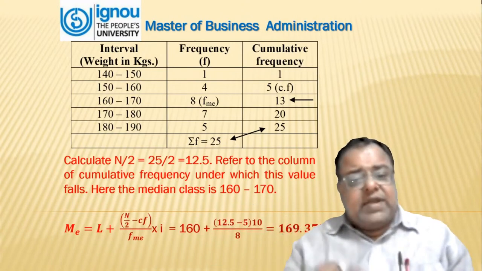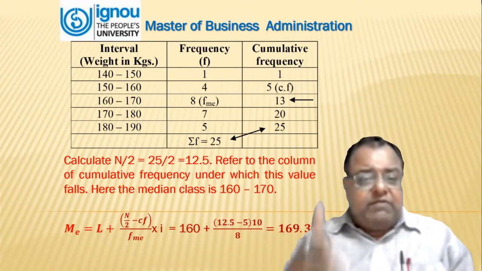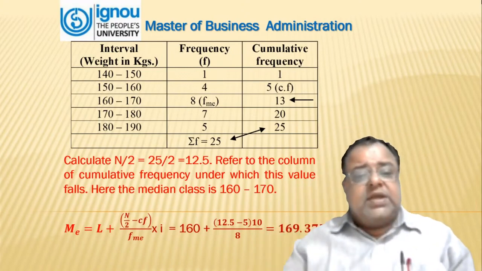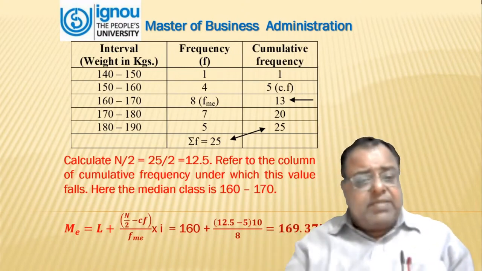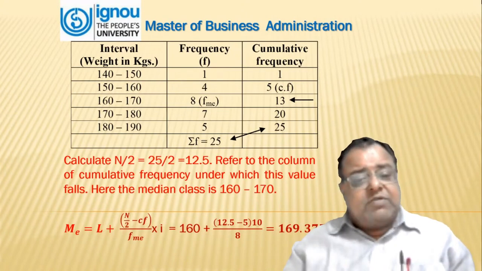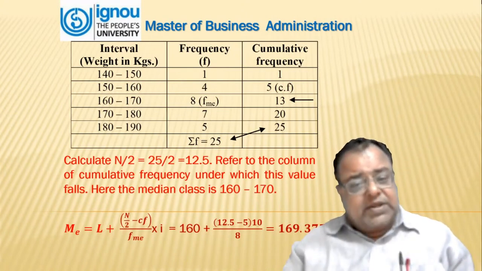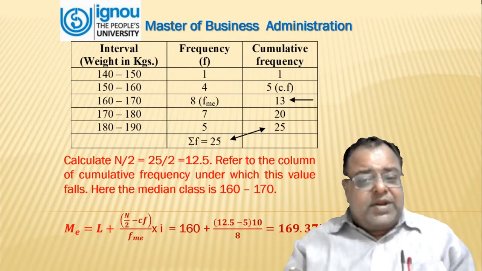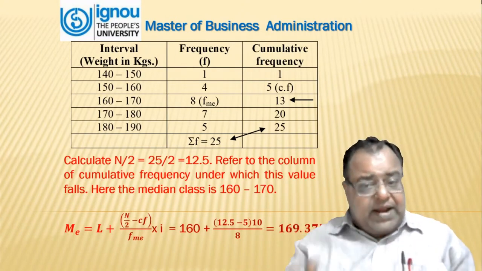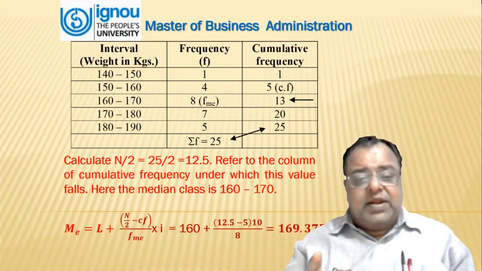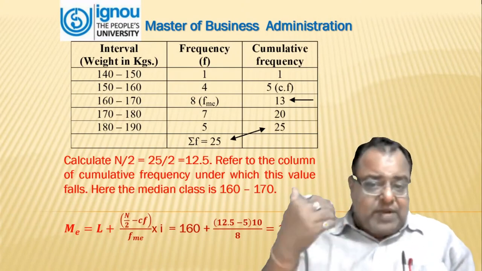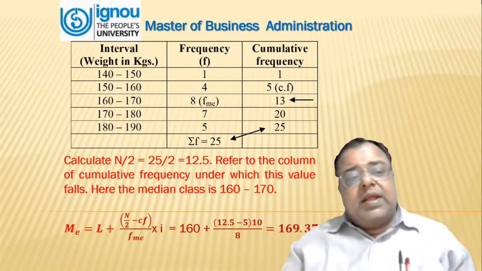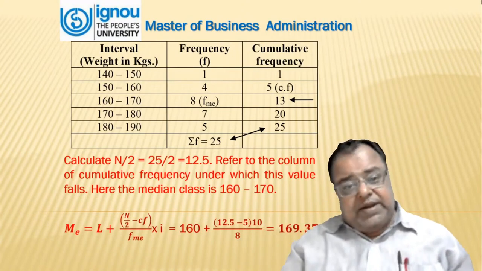5 plus 8, we get 13. 13 plus 7, we get 20. 20 plus 5, 25. When we sum up the frequencies, we will get the same number. Summation f is equal to 25, the same as the last value of the cumulative frequency. I would like to tell one thing. If there is some error, these two numbers will never be the same, so that you can recheck where the error is.